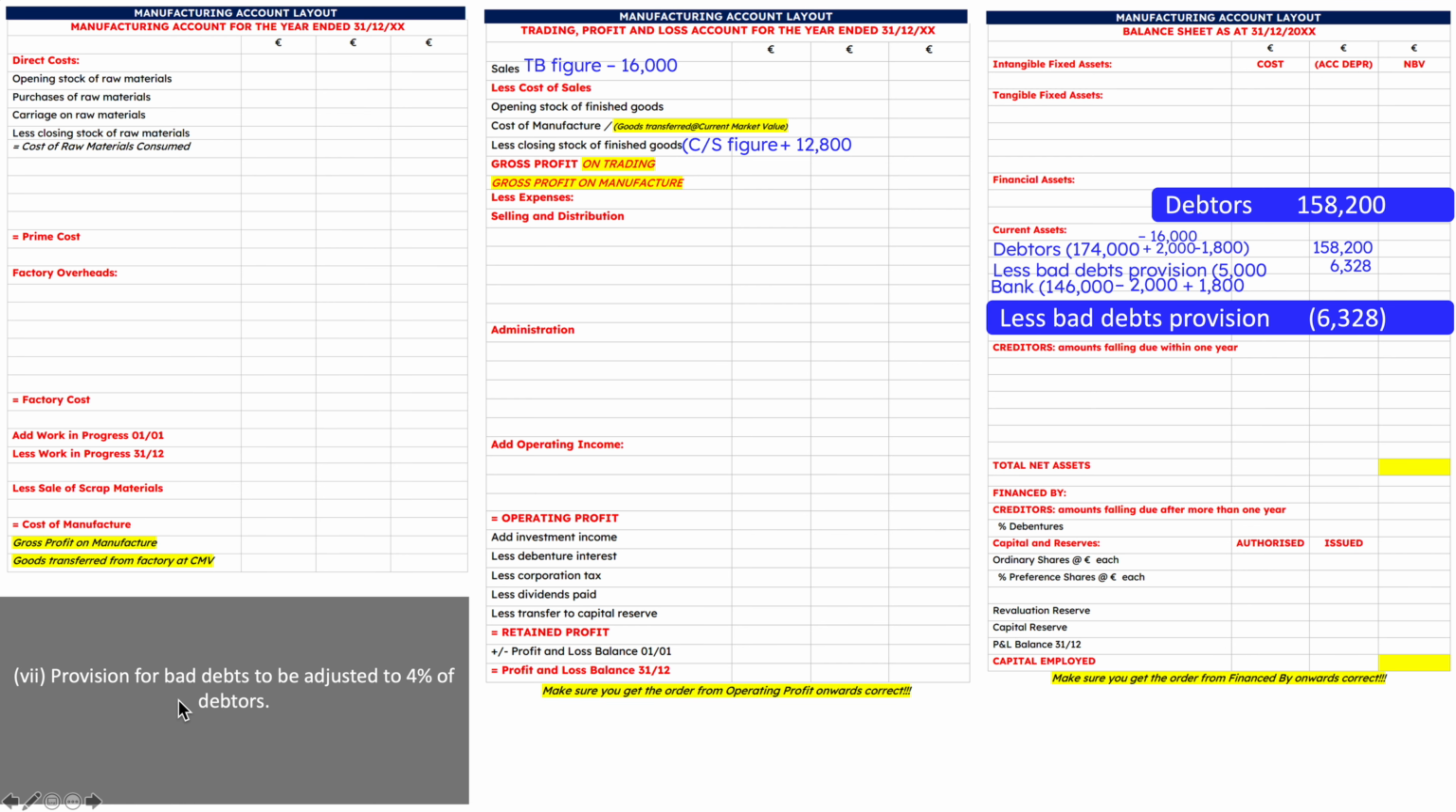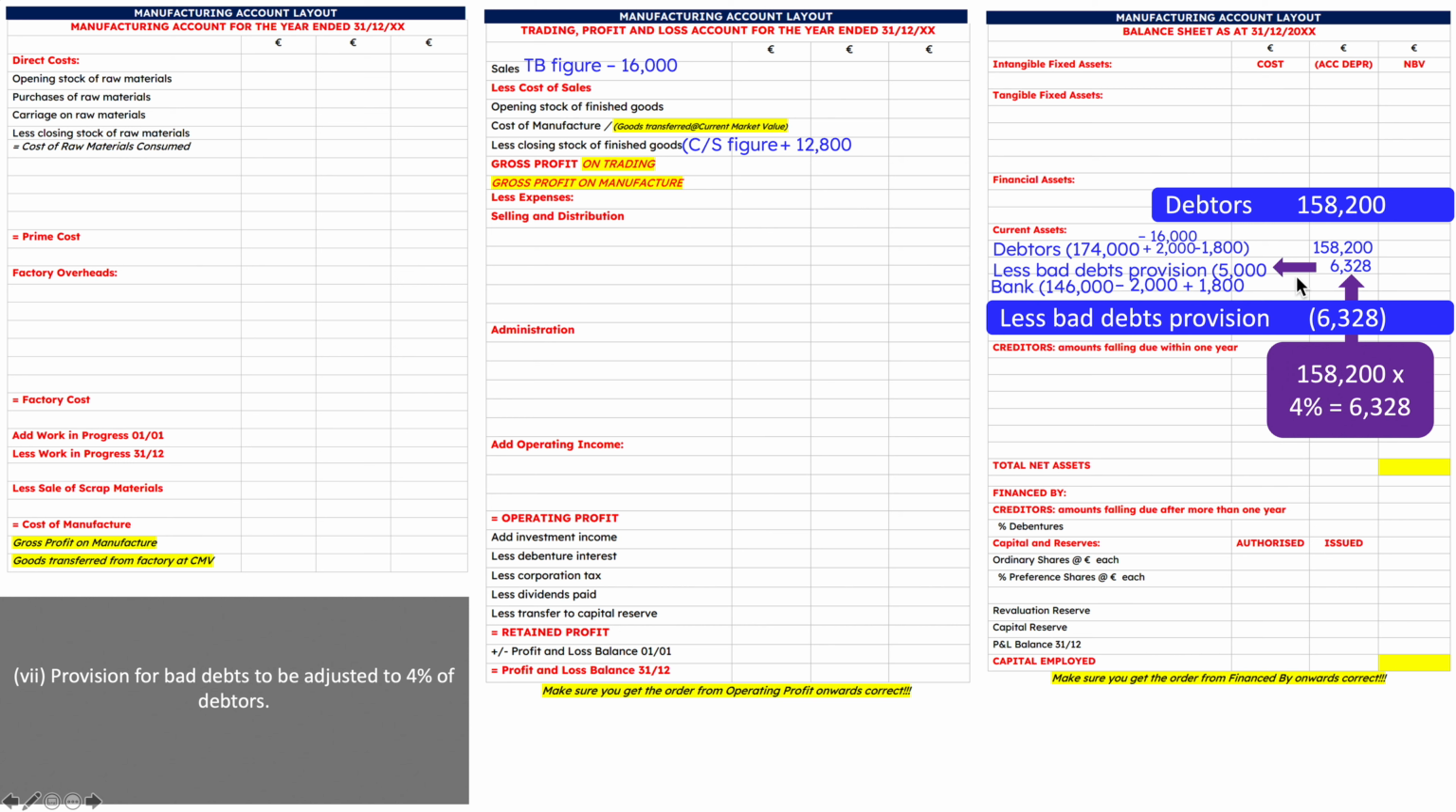Now what we'll do is we'll do part 7, which is provision for bad debts to be adjusted to 4% of debtors. Okay, so we tot up our debtors figure, 158,200, when we adjust all our figures there. Then we multiply that by 4% to get 6,328, which is our bad debts provision, which we will take away from our debtors figure.